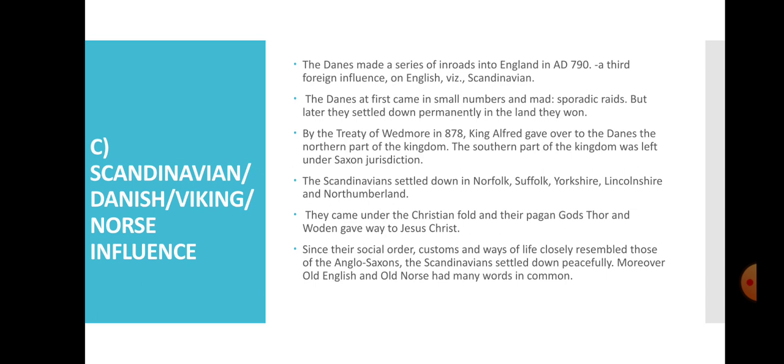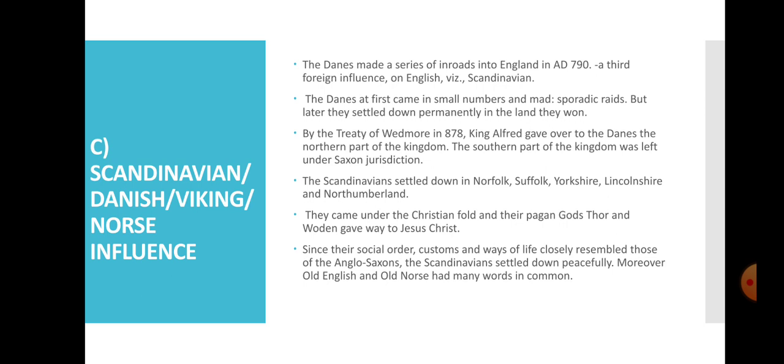The Saxon people were still there in the southern part of the kingdom, whereas the northern part was given to the Danes, the Vikings or the Scandinavians, through the Treaty of Wedmore, in which King Alfred handed over the northern part of the kingdom.